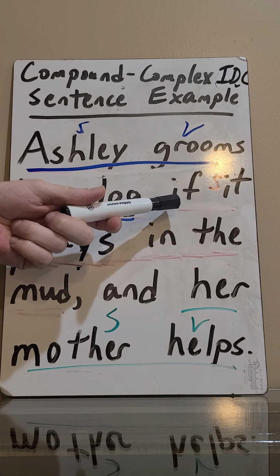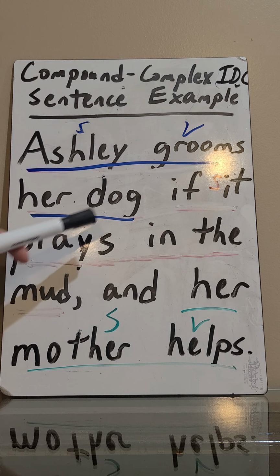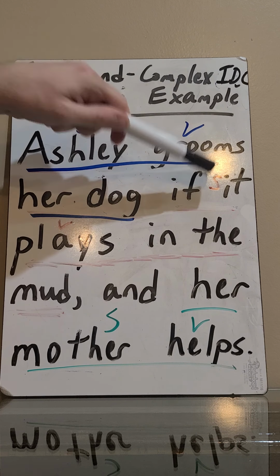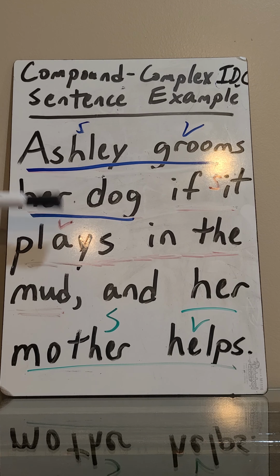The second part is if it plays in the mud. Now, if it plays in the mud, yes, it has a subject, it. It has a verb, plays. But does if it plays in the mud stand on its own as a sentence? No, it does not. So it is dependent. Okay, it is the D part of this sentence. It depends on Ashley grooms her dog to make sense at all in the overall structure of the sentence.